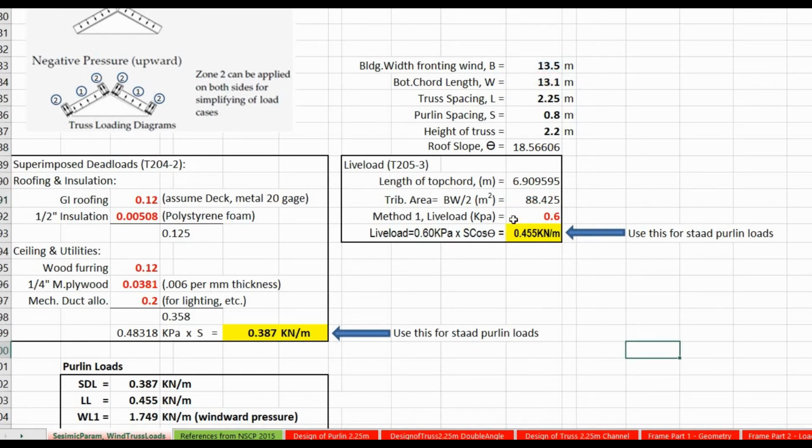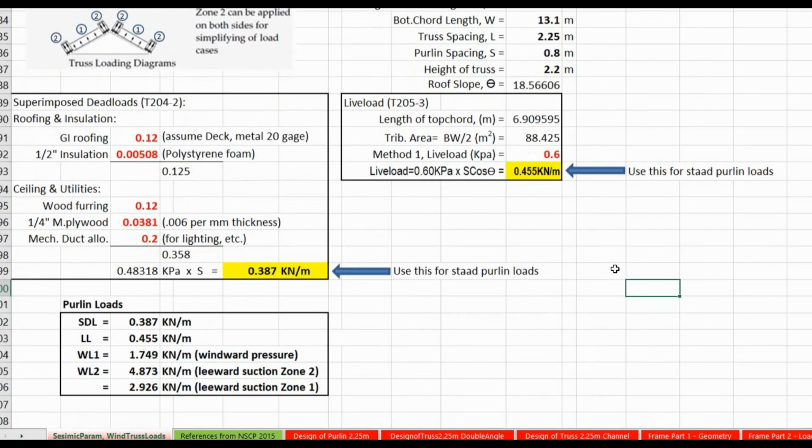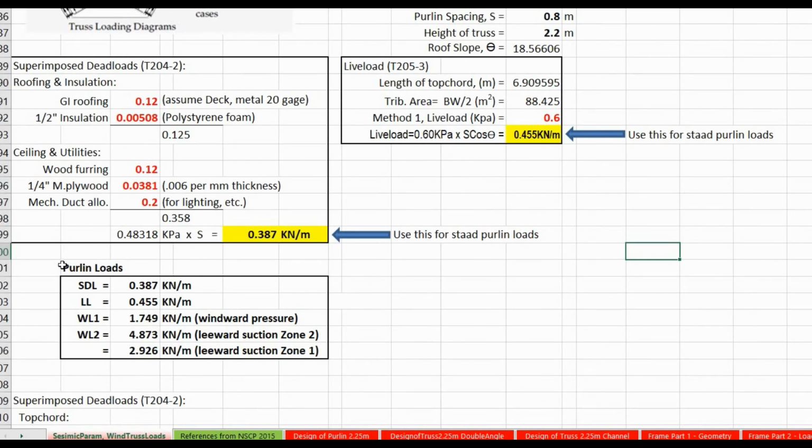Next, based on method 1, our live load is 0.6 kPa. So you multiply 0.6 by the spacing S tsaka yung cosine theta, and you have 0.455 kilonewton per meter. Again, this is for purlin load. Now let us summarize all our purlin loads.